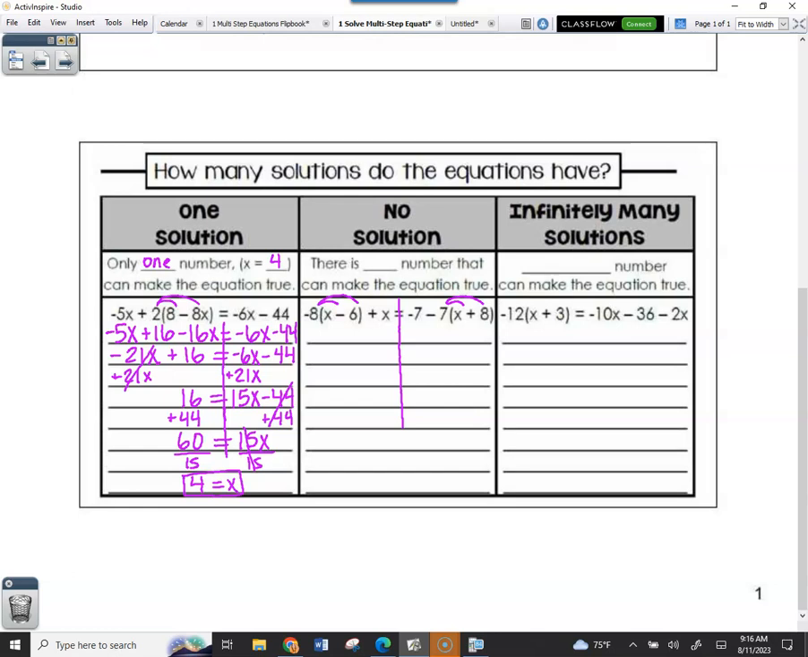Remember to read it like a book, from the left to the right, and you just work with each thing along the way.